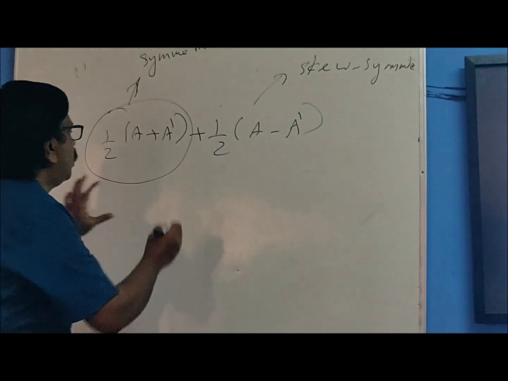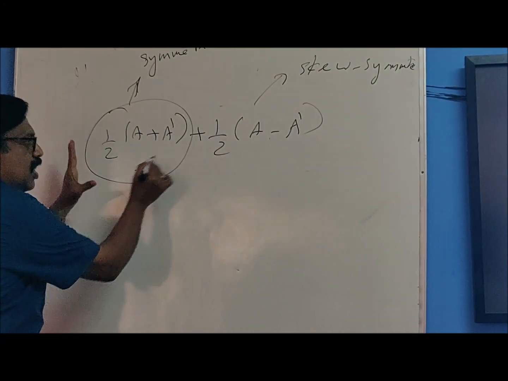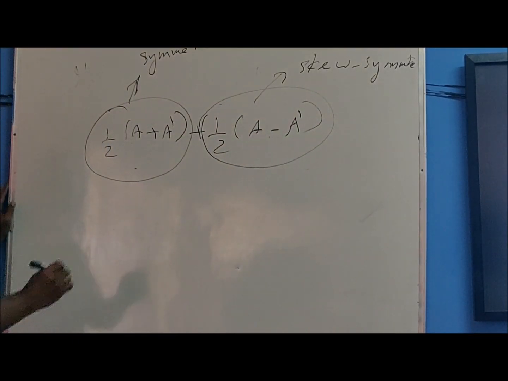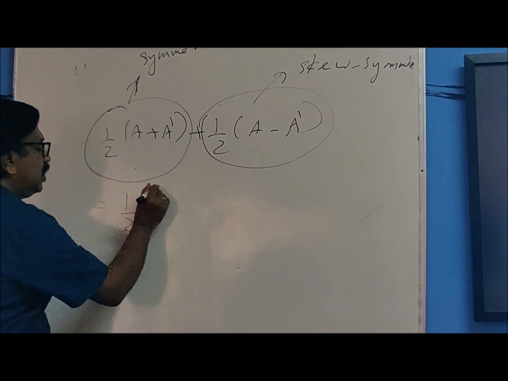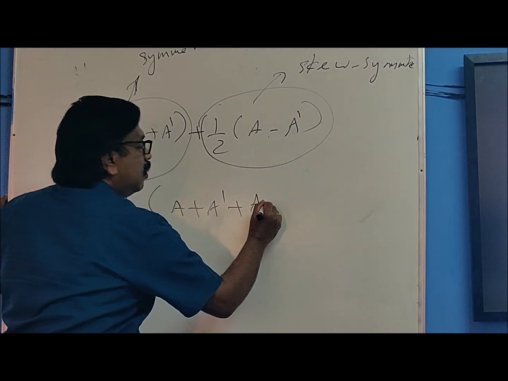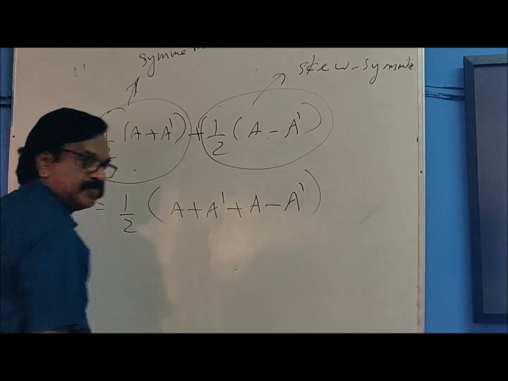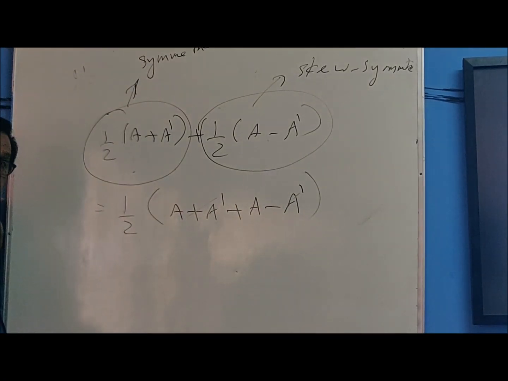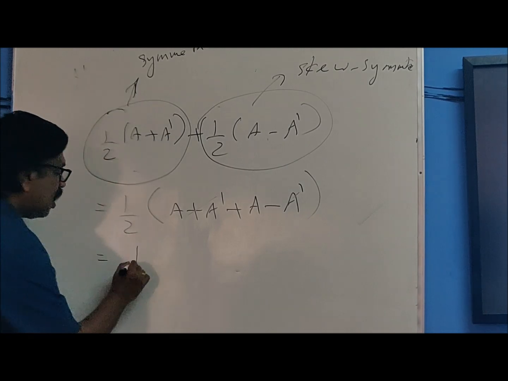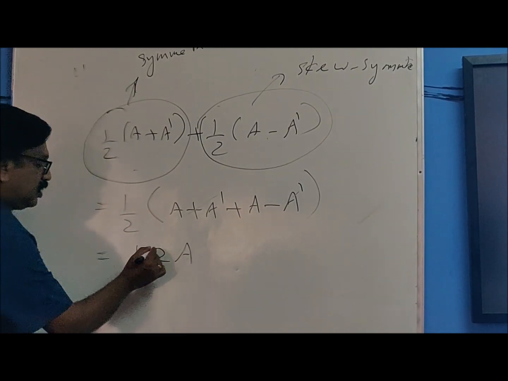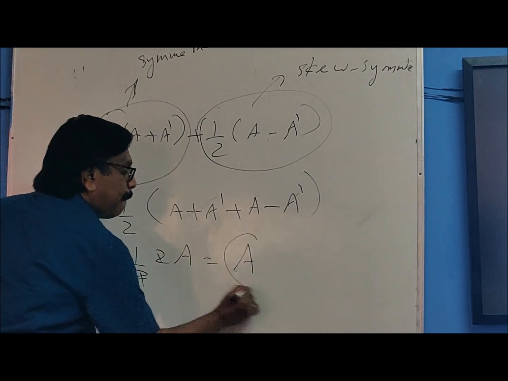Therefore, this matrix is symmetric and this matrix is skew symmetric. What is the sum? Half we can take outside: A plus A transpose plus A minus A transpose. The A transpose terms we can cancel, and a zero matrix will come. That is half into 2 times the matrix A. Therefore, this matrix is A.